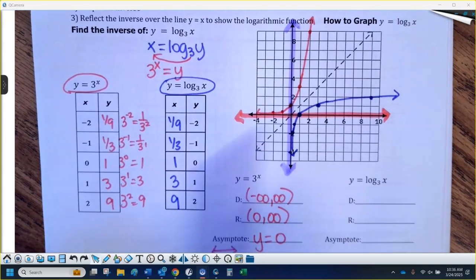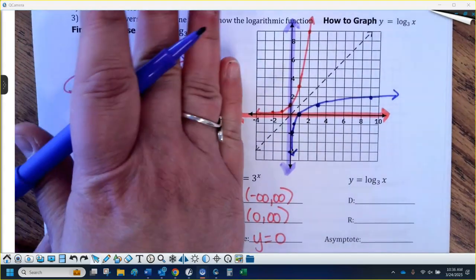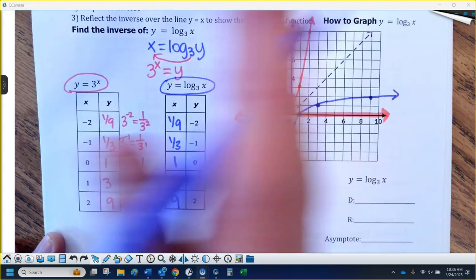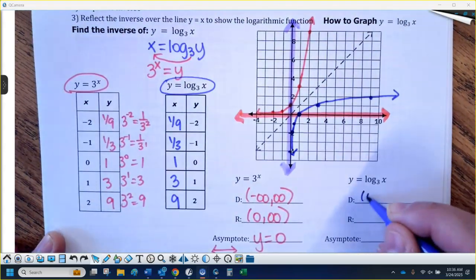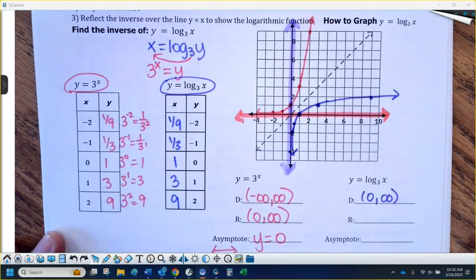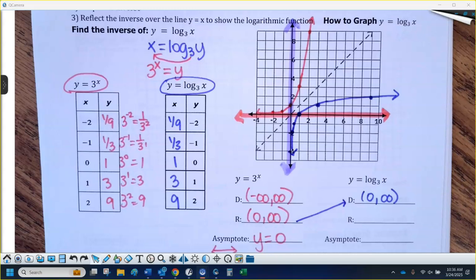So if I just look at my log graph, my domain here, you're not touching any part of that log graph till you hop over the y-axis. So this should be 0, comma, then it goes to the right forever to infinity. And if you guys remember, whenever you have inverses, the range of the original should be the domain of the inverse, and that's the case. And then same thing, the domain of the original is the range of the inverse.